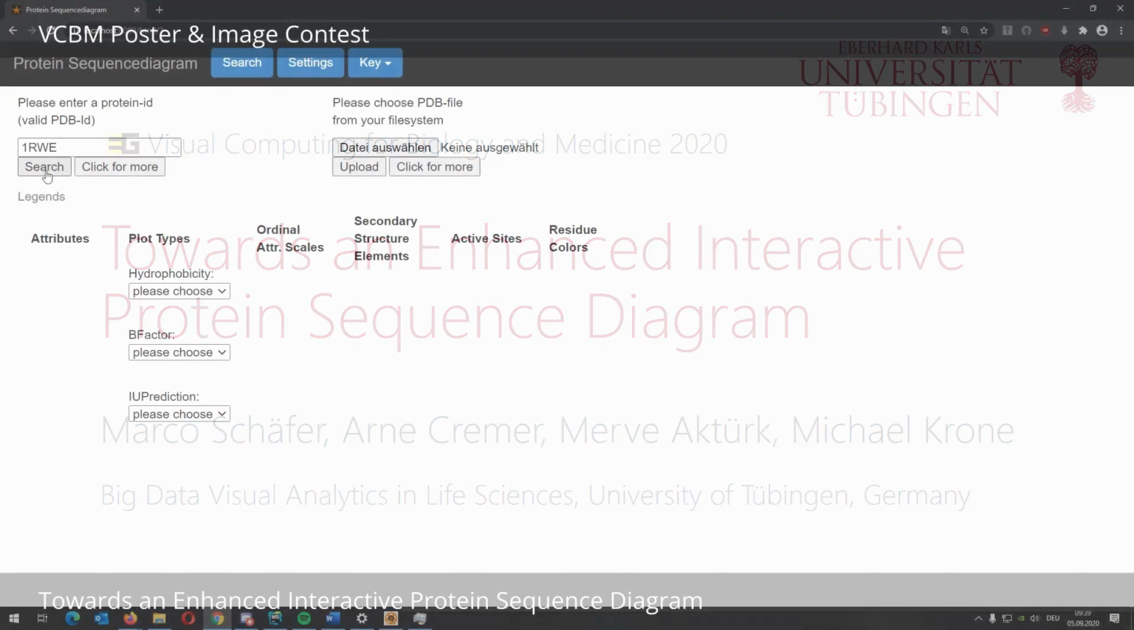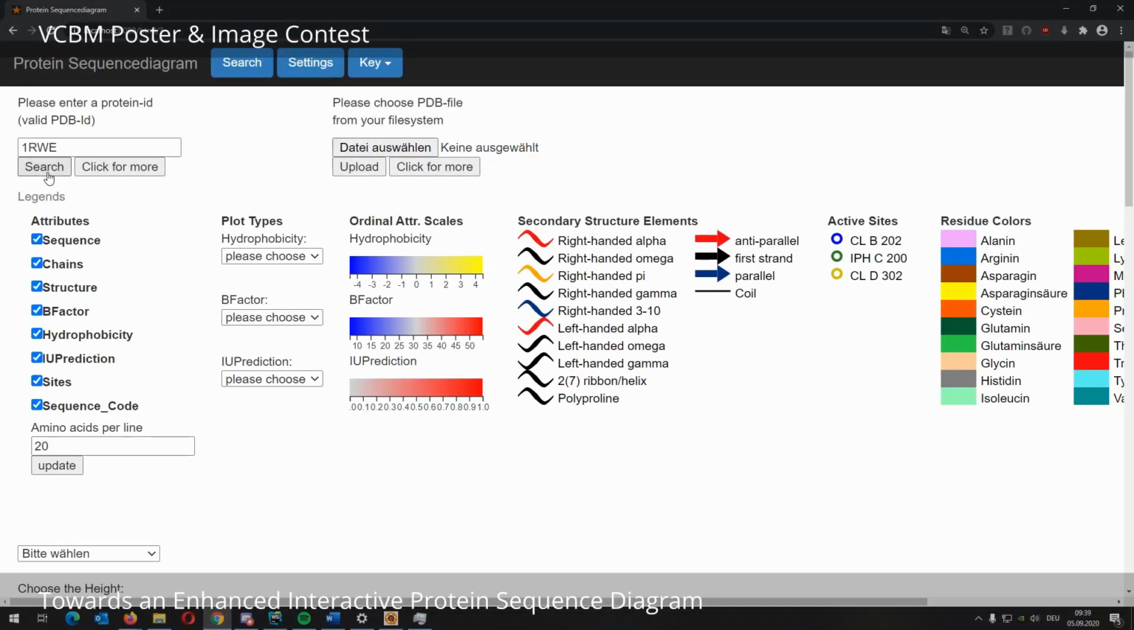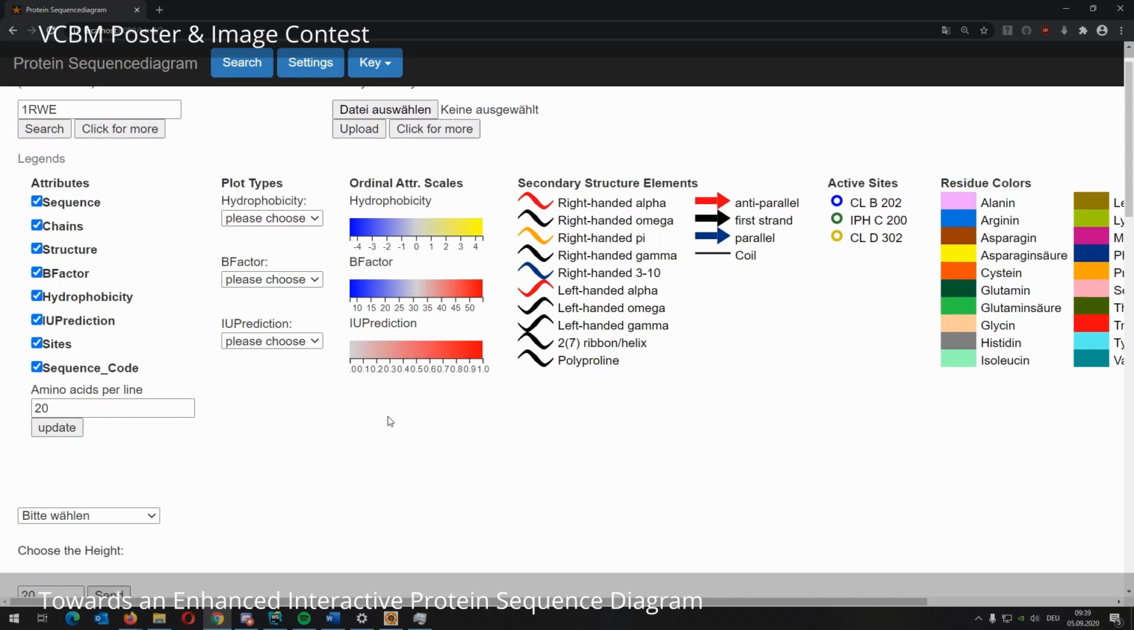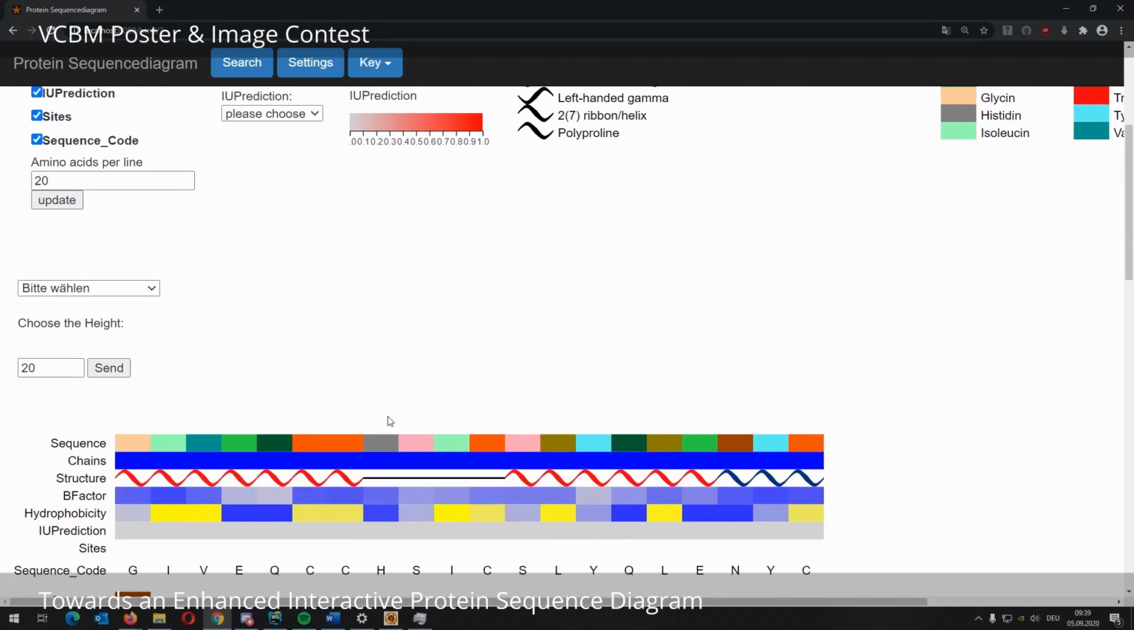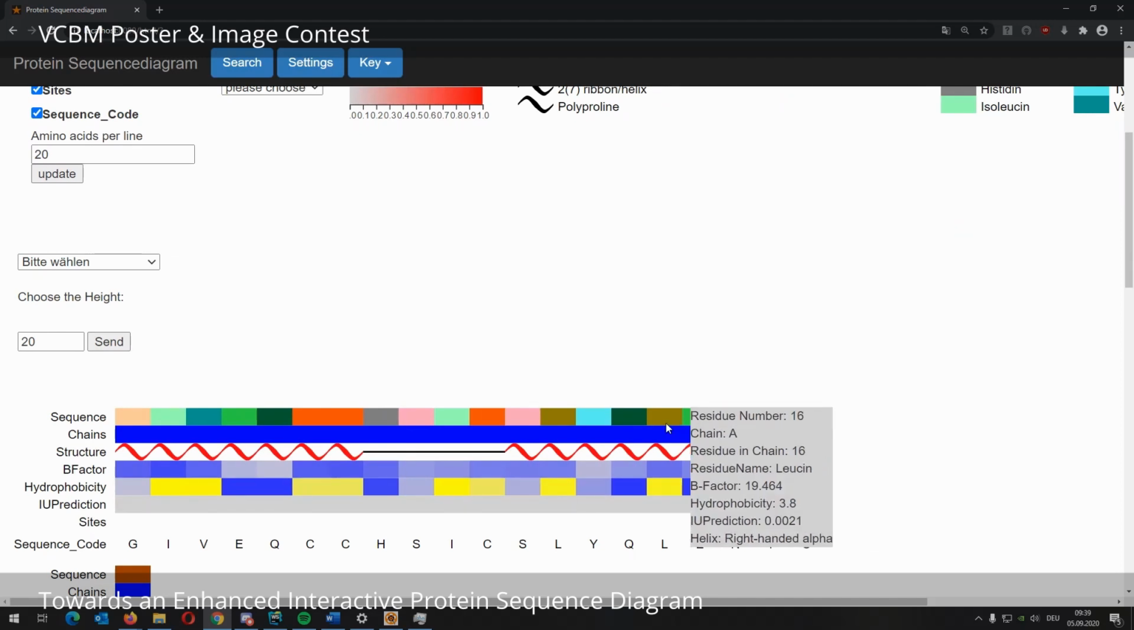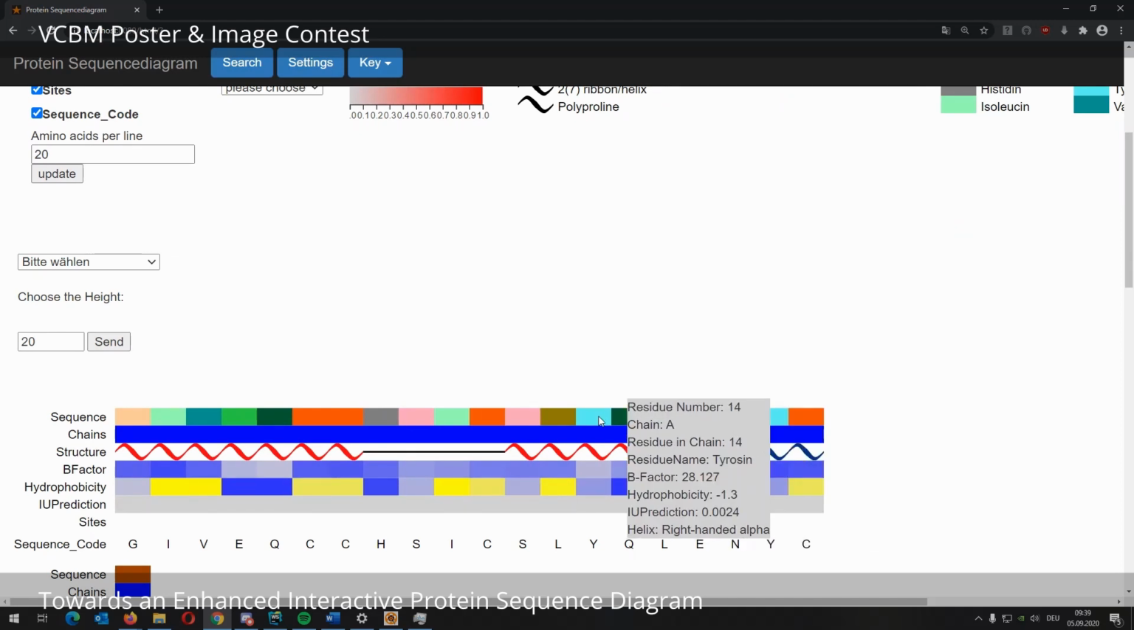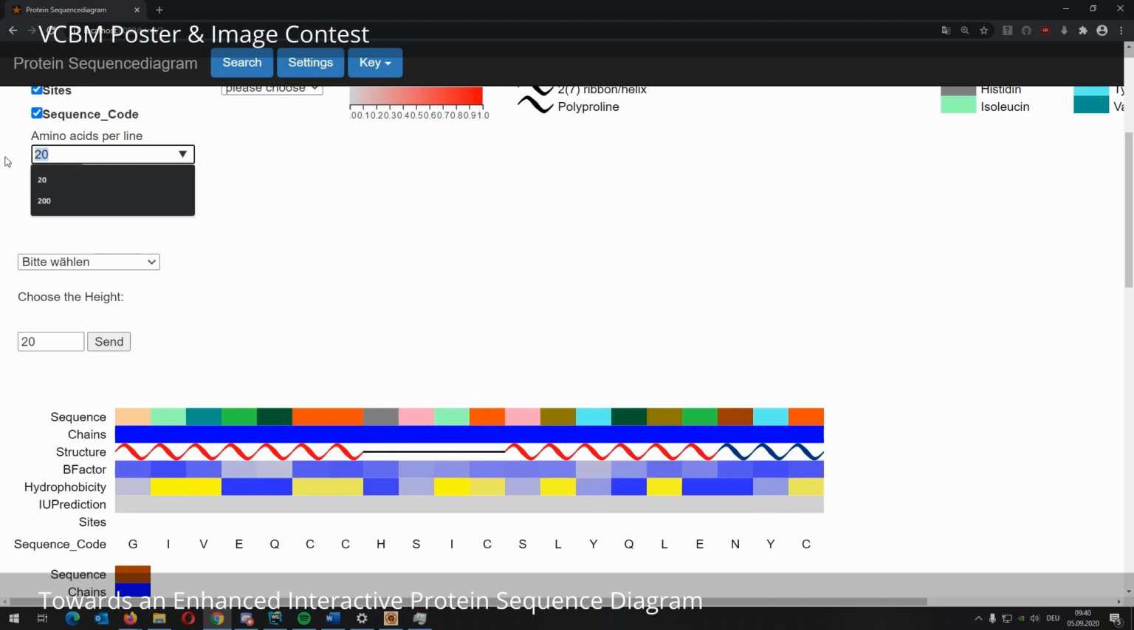Sequence diagrams are a common way to visualize the primary structure of a protein, that is, its amino acid sequence and other attributes. We present an interactive web-based sequence diagram which was implemented using the popular JavaScript library D3. Besides the attributes provided by the Protein Data Bank, we can also visualize derived data provided by external tools.